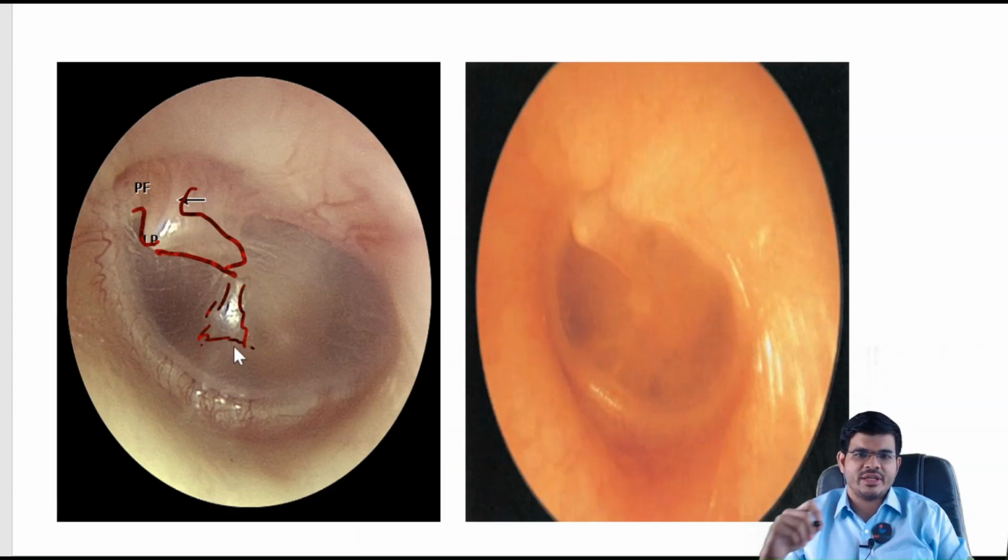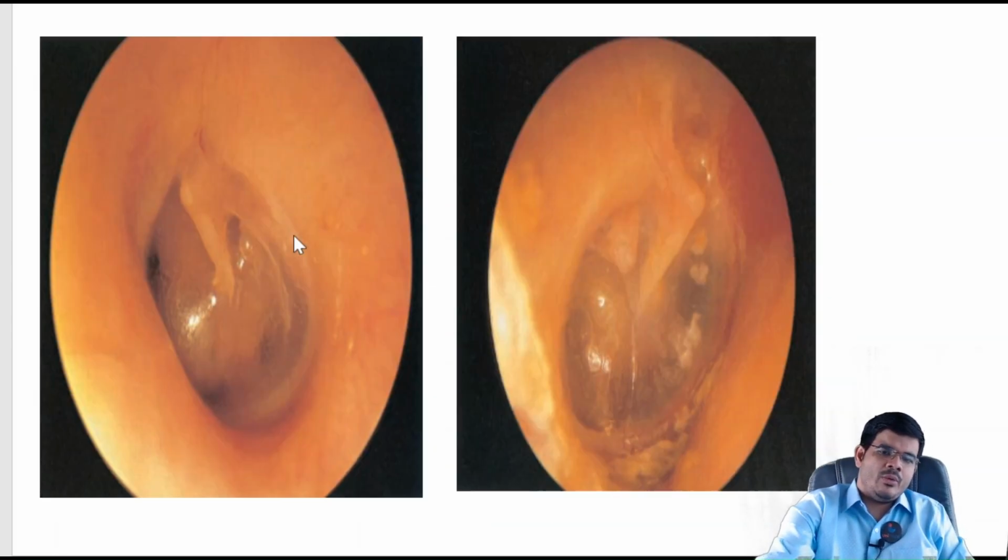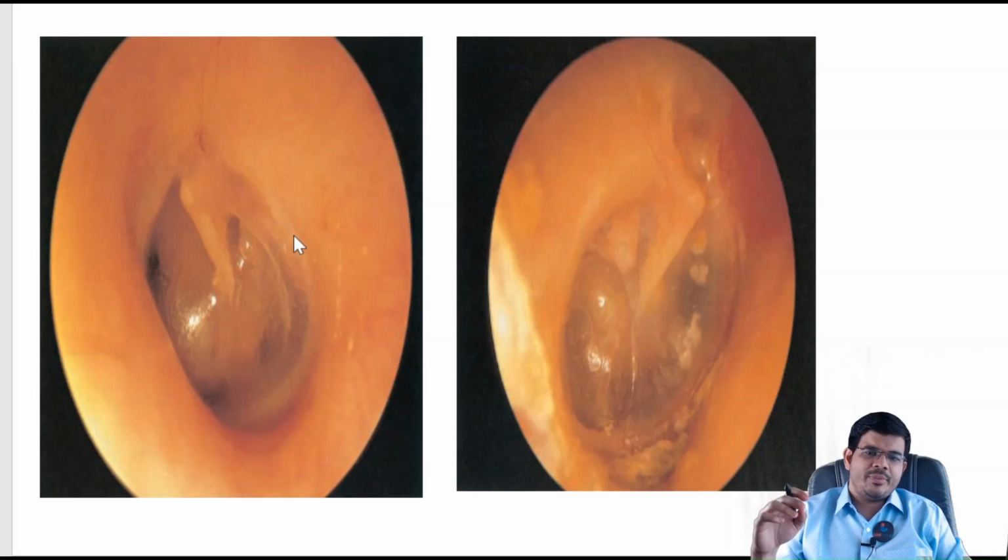Then there will be sickling present. The pars tensa folds, the tympanomalleolar folds will undergo sickling. Okay, and even the incudostapedial joint becomes more and more prominent. Okay, so these are the various things to look for when you are suspecting a eustachian tube dysfunction in a patient. Okay, now this is another picture showing a pars tensa retraction.